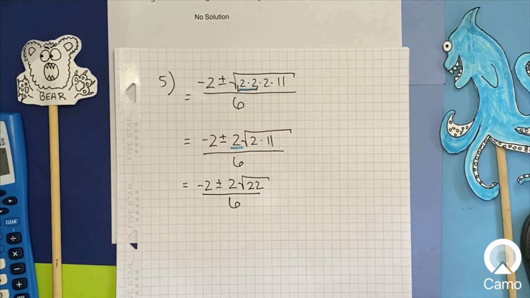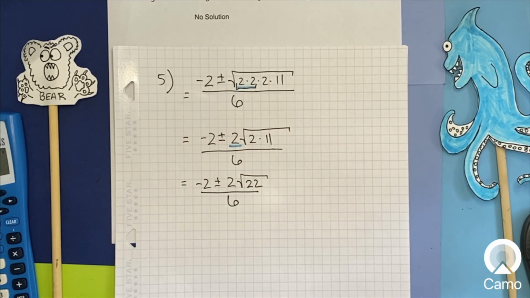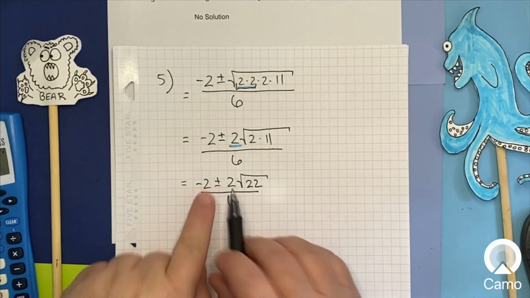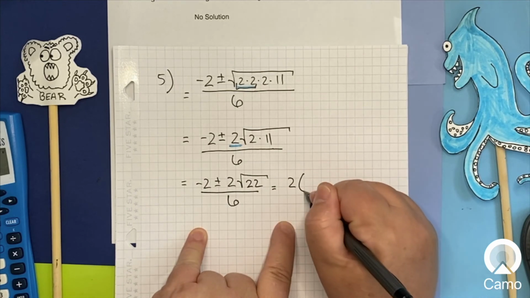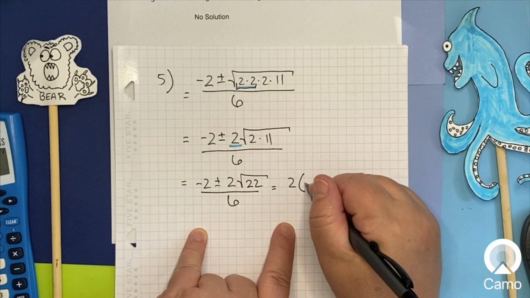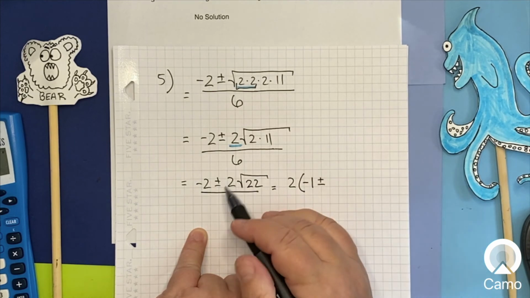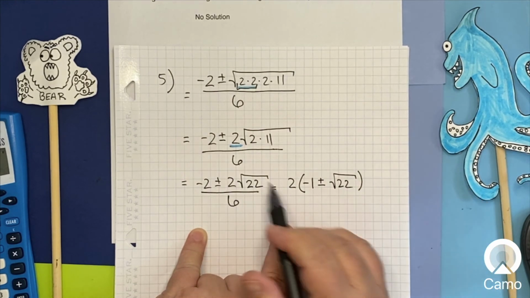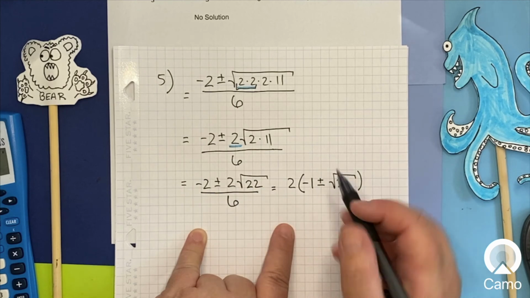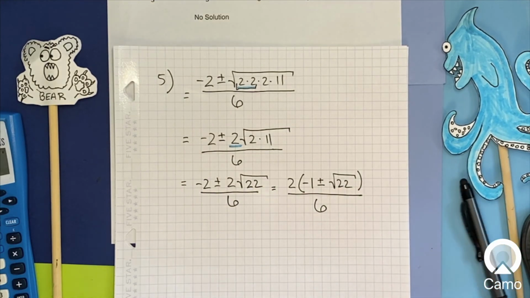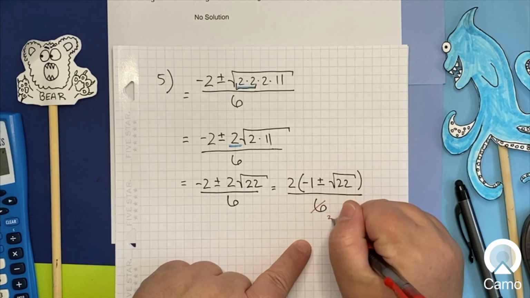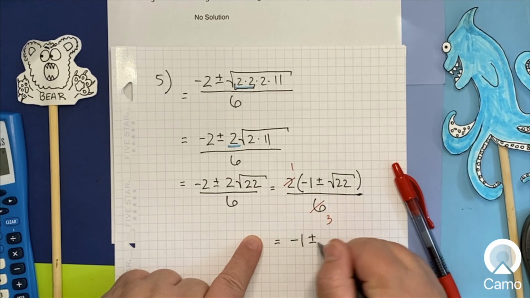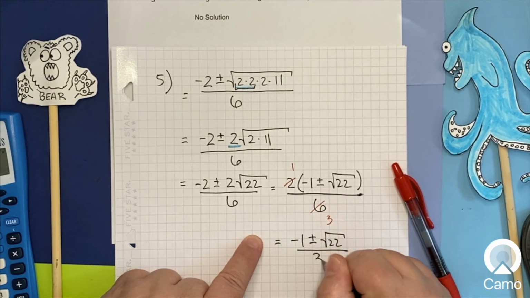And then I've got a question, which is, can I reduce this? So up top, are there any common factors? And the answer is yes, there are. I can factor a 2 out. 2 times -1 was -2. Plus or minus, if I factor out the 2, I'm just left with the radical. So I take the 2 out of both spots. And then I can cancel with the 6 and end up with -1 plus or minus radical 22 all over 3.